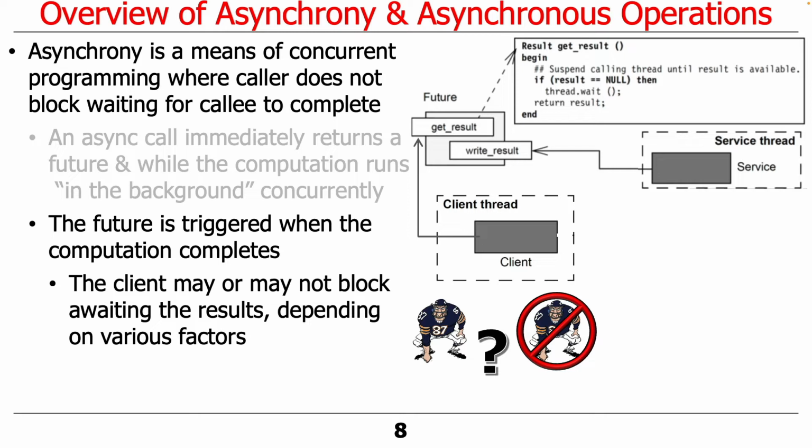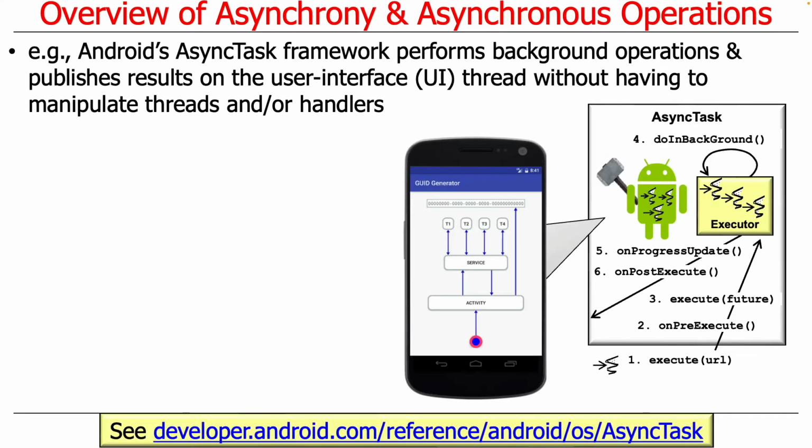It depends on various factors. It depends on whether the client has better things to do, like waiting for other requests to come from a user, including the cancellation request to stop that asynchronous computation. Or maybe it doesn't have anything better to do, in which case it'll start things running and then just wait for the response. Not necessarily the best way to do things, but it's possible to do it that way.